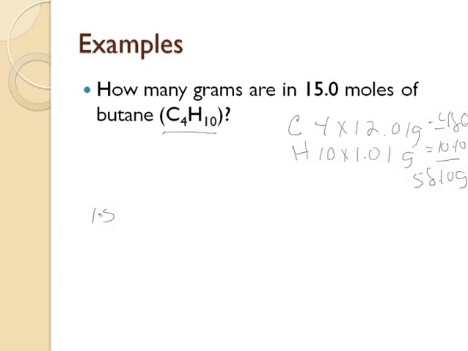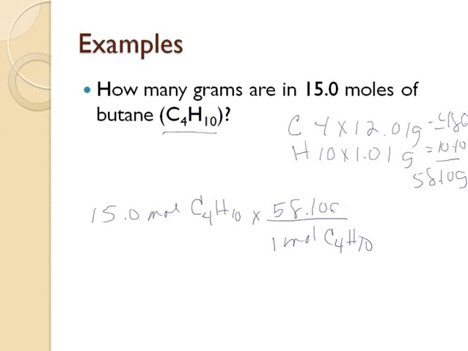So if I have 15.0 moles of butane, what I know is 1 mole of butane is going to be 58.10 grams of butane. And my moles will cancel out, and I'm going to be left with grams. If I take this 15 times 58.1, my calculator says 871.5, but I need 3 sig figs like this, so it's going to be 872 grams.